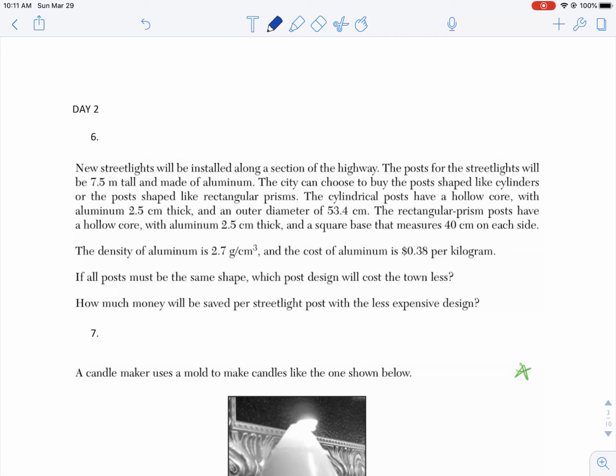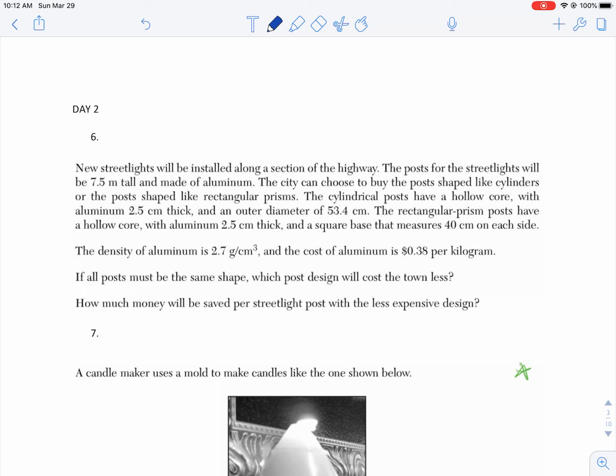It says new streetlights will be installed along a section of the highway. The posts for the streetlights will be 7.5 meters tall and made of aluminum. The city can choose to buy the posts shaped like cylinders or the posts shaped like rectangular prisms. The cylinder posts have a hollow core with aluminum 2.5 centimeters thick and an outer diameter of 53.4 centimeters.